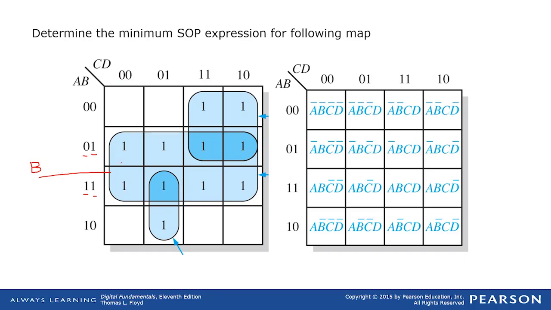And if you look at C and D, they're changing throughout this group. C is 0 at the beginning, and then it becomes 1. D is 0, and then it becomes 1. So we keep the B here.